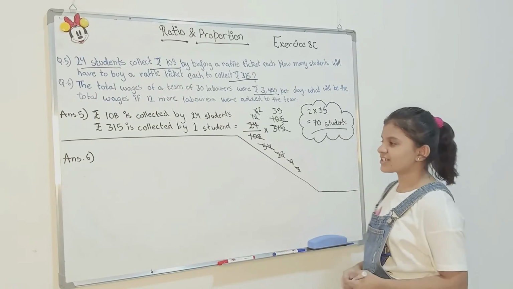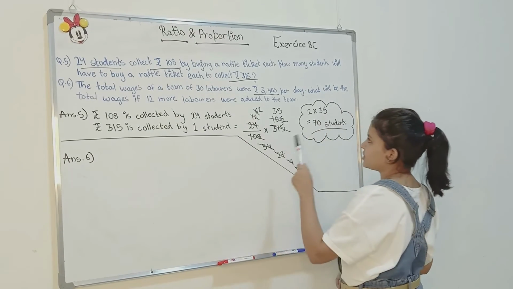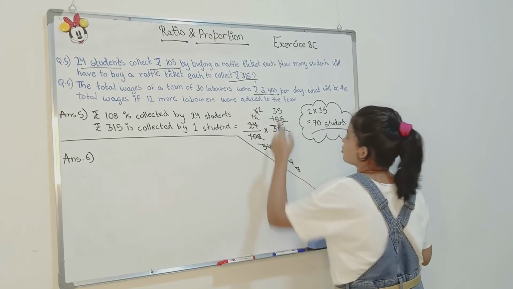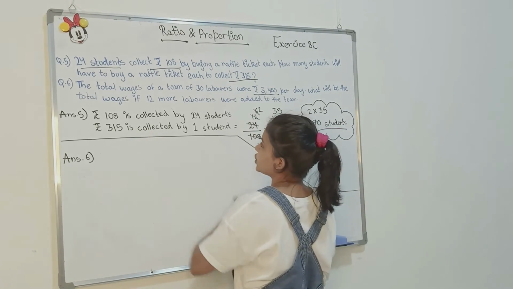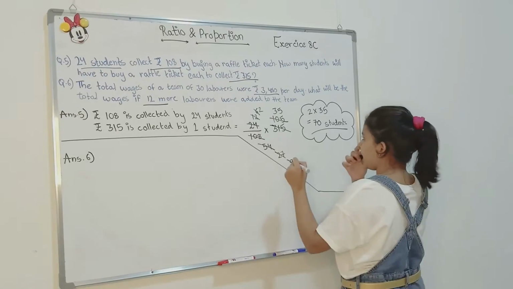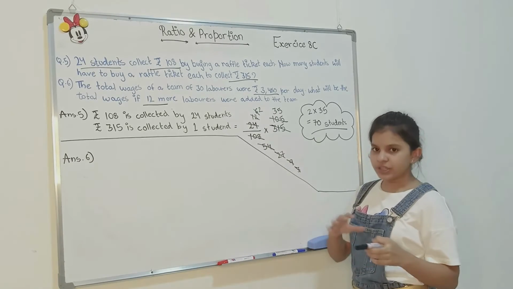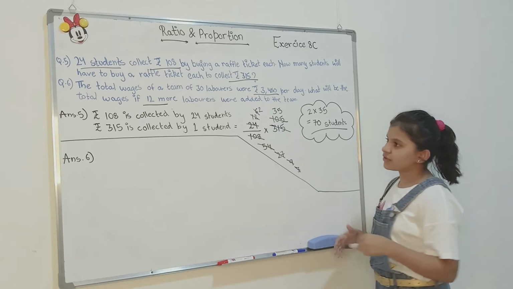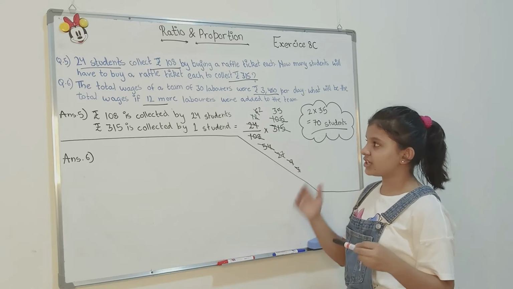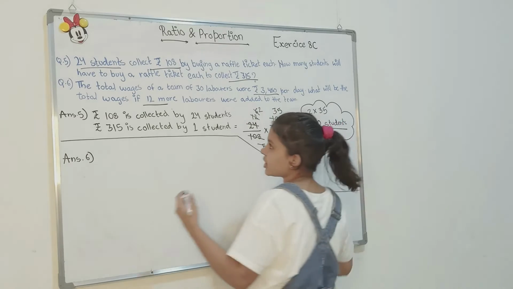So now we do the sixth question. The total wages of a team of 30 laborers was rupees 3,450 per day. What will be the total wages if 12 more laborers were added to the team? Here the total wages for a team of 30 laborers was rupees 3,450. Now they are asking what the total wages would be if 12 more laborers were added to their team. So let's start doing it.